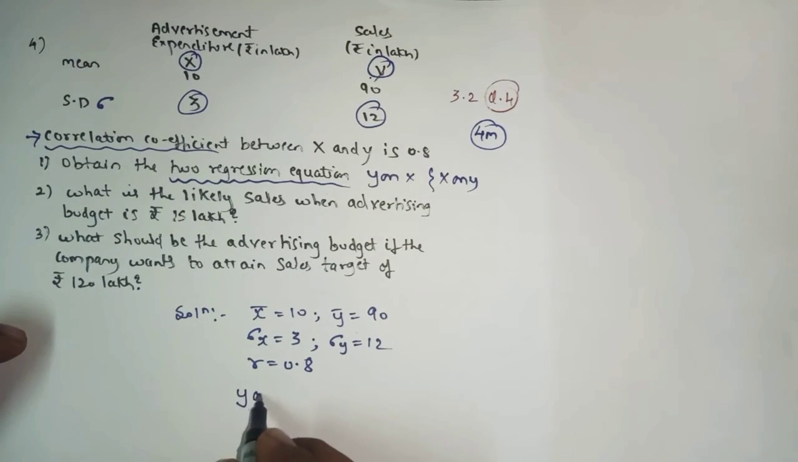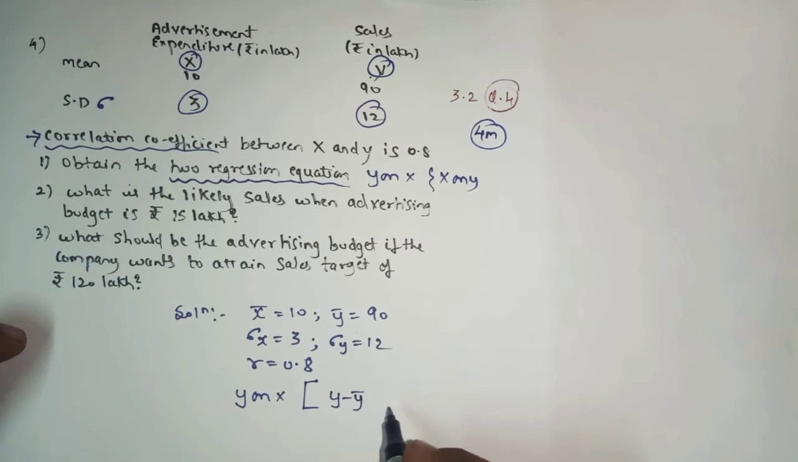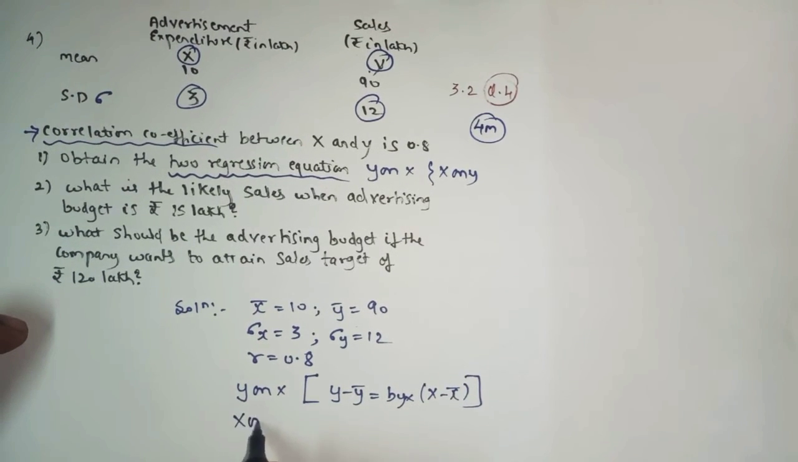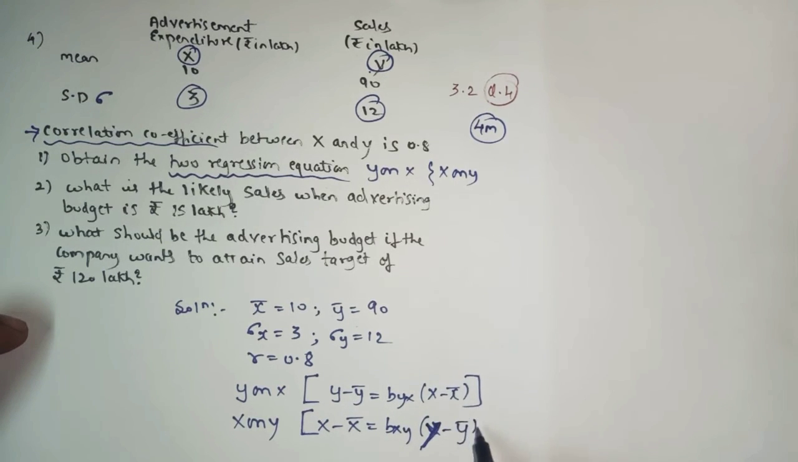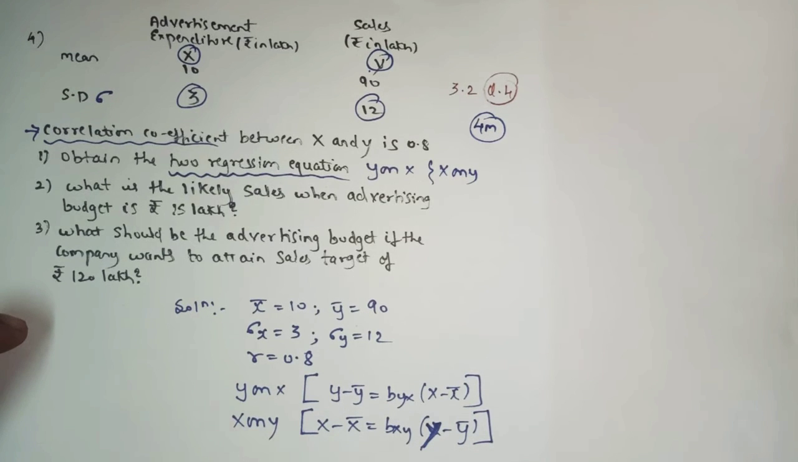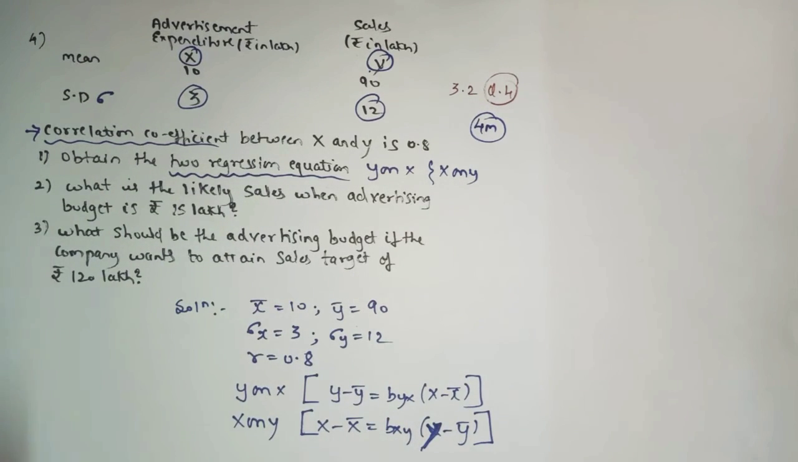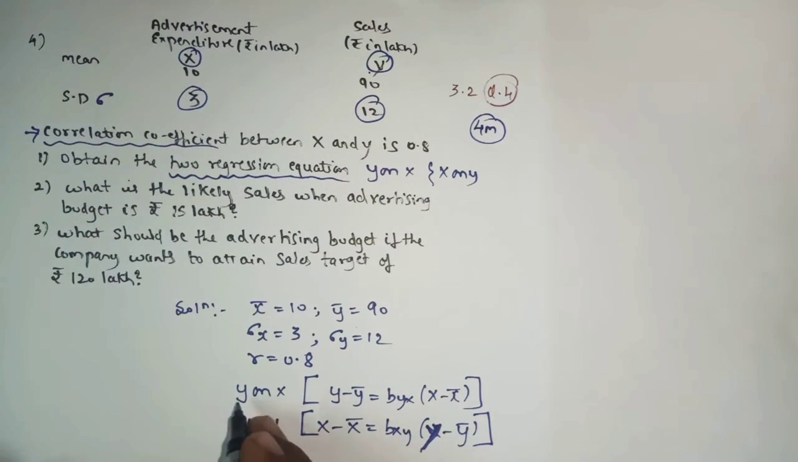So to find y on x, the regression equation is what? Y minus y mean equals byx times (x minus x mean). And for x on y it is x minus x mean equals bxy times (y minus y mean). All these things we did in the previous sums, the third sum, second sum, and even the first sum also. Now, so first you will find y on x and x on y.